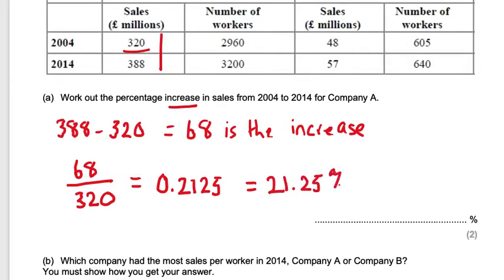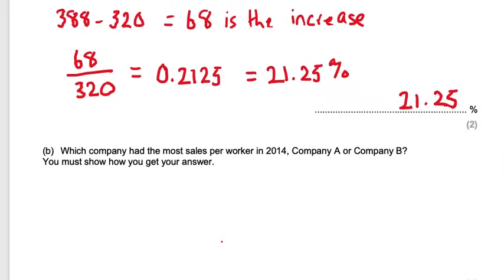21.25. Now I haven't rounded that because actually it's exact. This is an exact number. Write the exact number. Don't try and round something unless your calculator display is absolutely full of numbers.